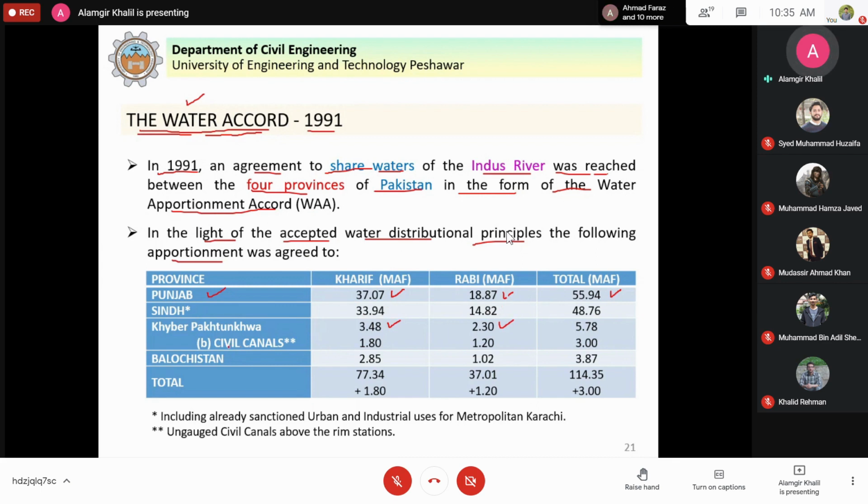In addition to that, there is the water available for civil canals. What do we mean by civil canals? In Khyber Pakhtunkhwa, we have canals that are maintained by the government, but we also have canals that are maintained by the civil community. These are known as civil canals. So additionally, this water is available. So this is the water distribution on which the 4 provinces of Pakistan agreed, and this is known as the Water Accord that was signed in 1991.